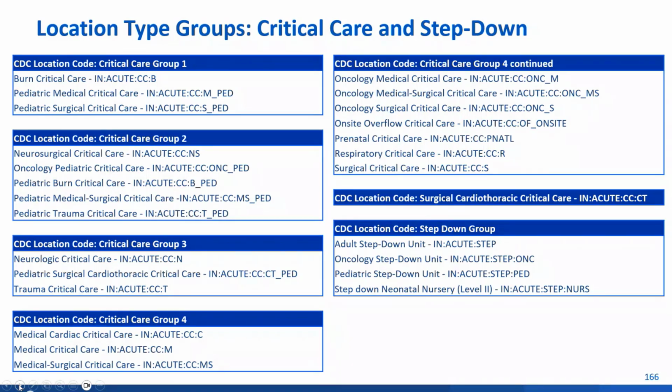All right, so on this slide are the critical care and step down location type groups. Specific location types within each group are shown. The similar location types based on similar risk were grouped together. There are 5 critical care location type groups and 1 step down group. Next slide, please.